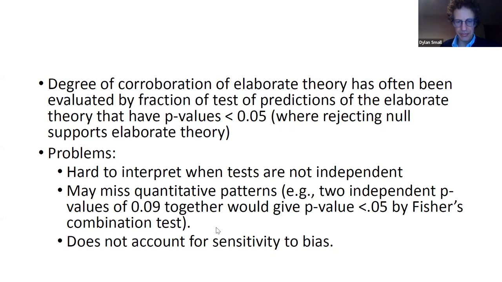Also, just counting the fraction of p-values that are significant may miss quantitative patterns. For example, if you have 2 independent p-values that were both 0.09, together that's kind of strong evidence that there's an effect. If you do Fisher's combination test, where you multiply together the p-values, that would be significant. And third, it doesn't account for the possibility of unmeasured confounding. There's no sensitivity analysis for unmeasured confounding in an observational study. Sensitivity to unmeasured confounding is very important. So in our work, we're trying to address these three problems.